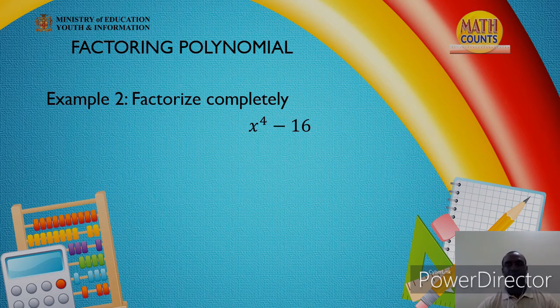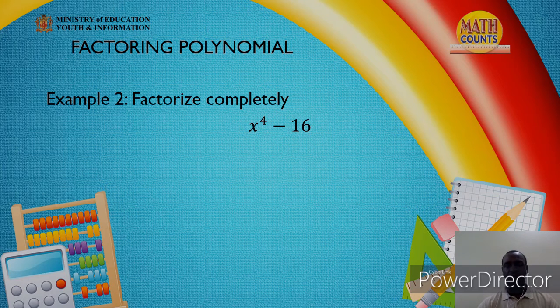Factorize completely x to the fourth power minus 16. I know that you may be saying, wow, that is difficult. But guess what? It can be solved just as how we have solved the other example just now. Ask yourself, can this be written as a difference of two squares? If so, how?